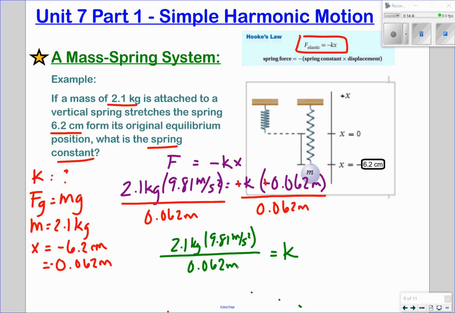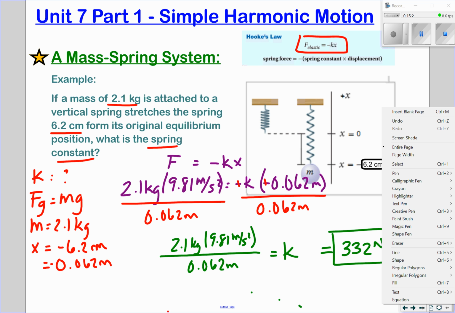Now notice up here at the top, we've got a kilogram times a meter per second squared. So kilograms times meters per second squared, a unit of force, is actually a Newton, and we're going to divide by a meter. So when we put those values into our calculator, you should end up with a value that has a unit of Newton meters. My apologies, you should end up with a value that has a unit of Newtons per meter. So if you plug those into your calculator correctly, in 3 significant digits, you should get 332 Newtons per meter. And that's going to be our spring constant value.